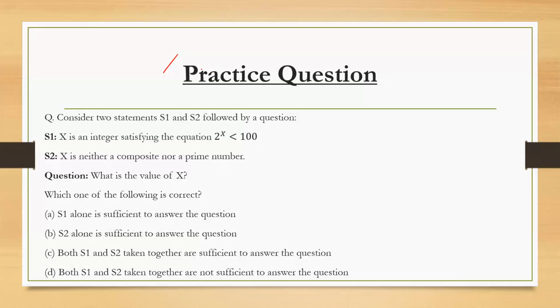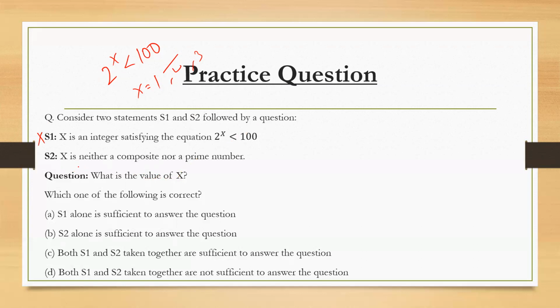We have 2 to the power x. So the question is, what is the value of x, right? So 2 to the power x less than 100. Now here, if we just put values of x, there are multiple values of x. X is 1, 2 to the power 1, 2, is less than 100. 2 to the power 2, again less than 100, 4. 3, again less than 100. So there are multiple values of x. We are not able to single down on one value. So statement 1 alone will not answer my question.